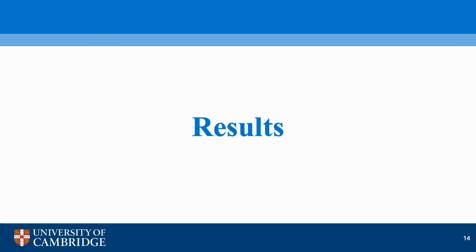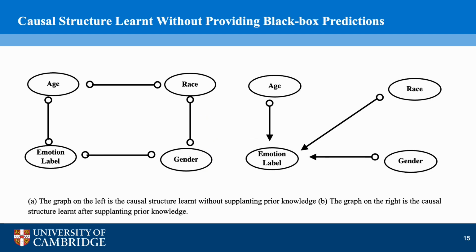Next, we move on to some of the results that we have from these experiments. First, we analyze the causal structure learned when we do not include the black box predictions within the ecosystem. So, we see from the graph on the left, the causal structure which is learned when we do not supplant prior knowledge. The graph on the right here indicates the causal structure learned after supplanting prior knowledge.